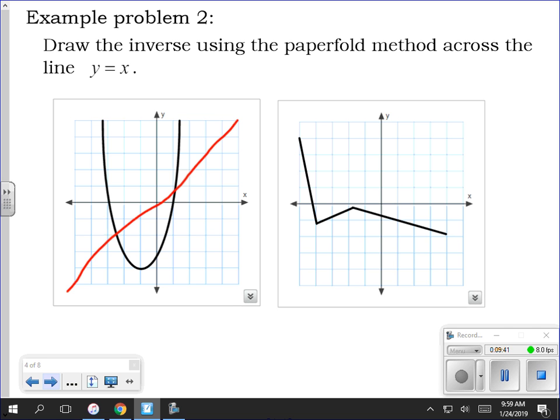Let's see if I can get it better. So after you've done it for a while, unfold it, and you can see where it transferred over. And then I always trace it.